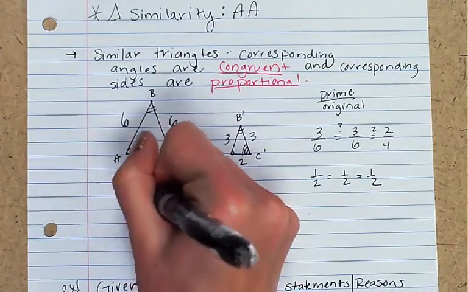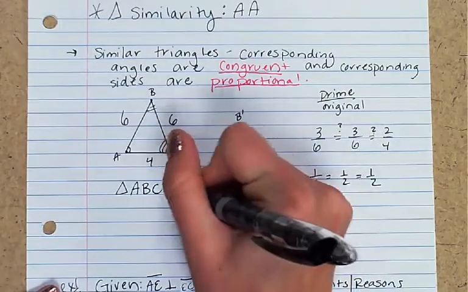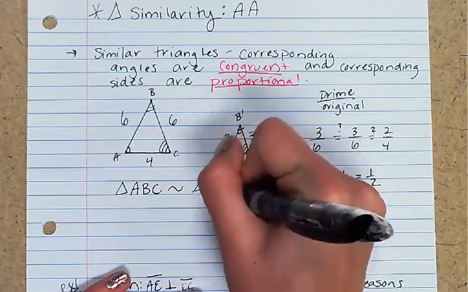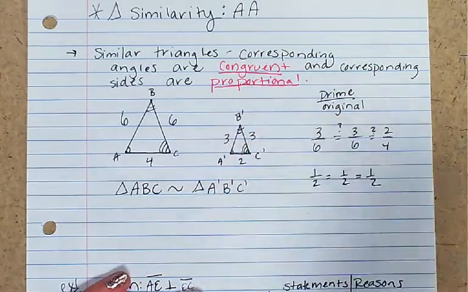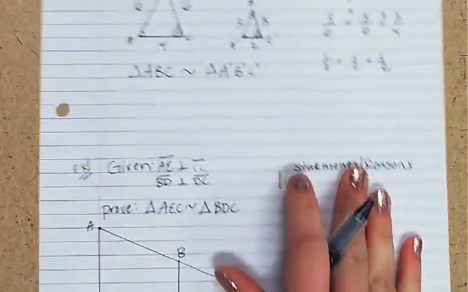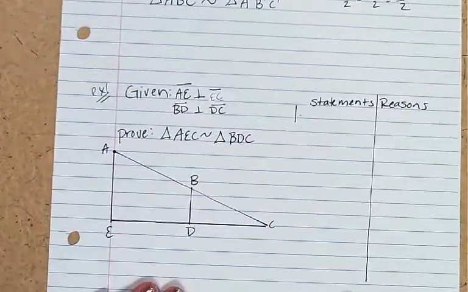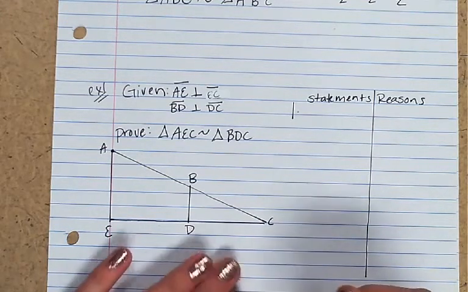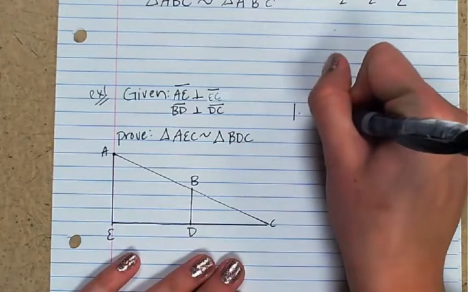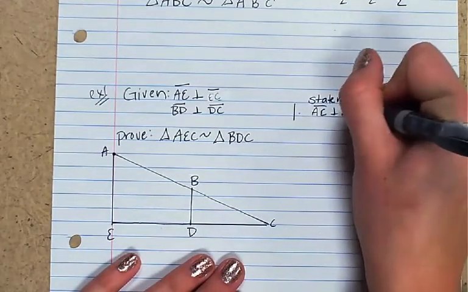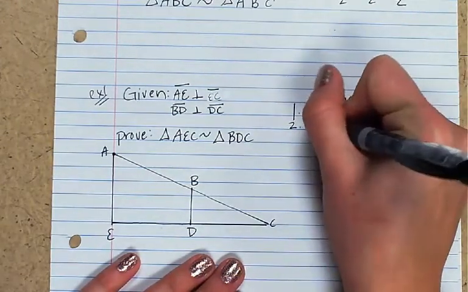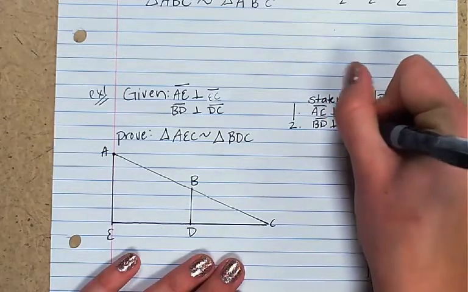So I can say that triangle ABC, remember order matters, is similar to, that's the symbol for is similar to, triangle A prime, B prime, C prime. If I wanted to prove that two triangles were similar, here I'm going to do a 2-column proof. Remember, when you're doing a proof, you always want to start out with what is given. So I'm given that AE is perpendicular to EC, and that BD is perpendicular to DC.